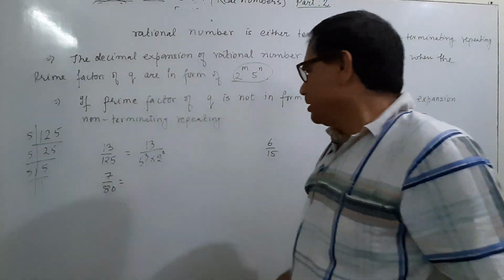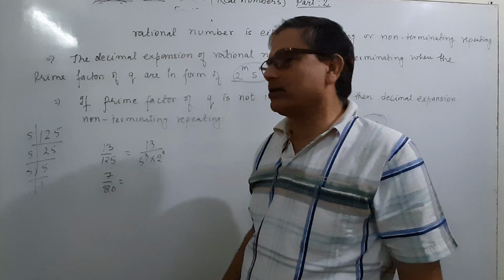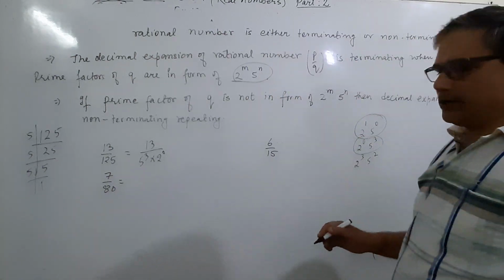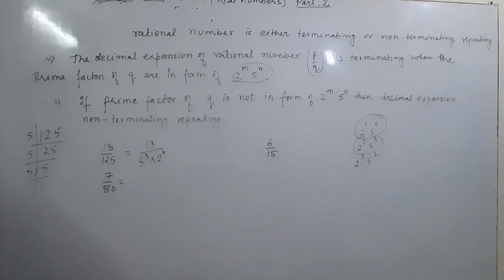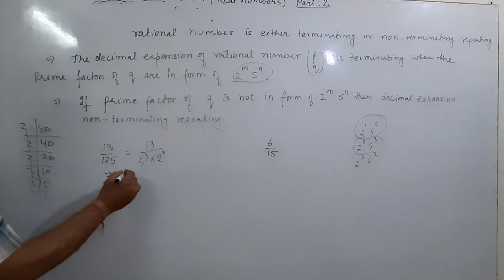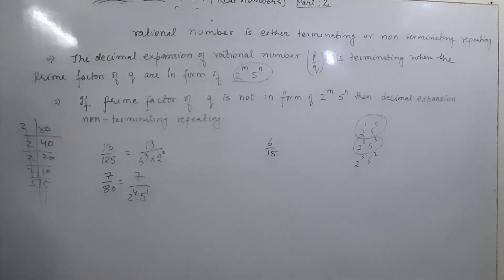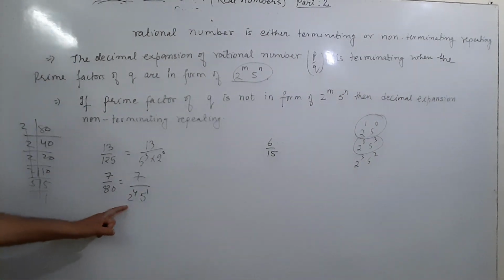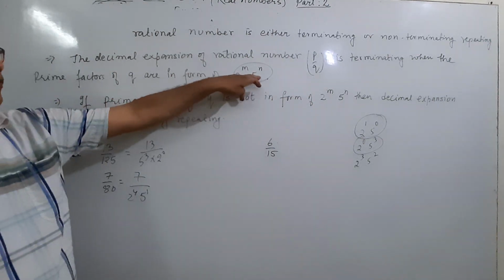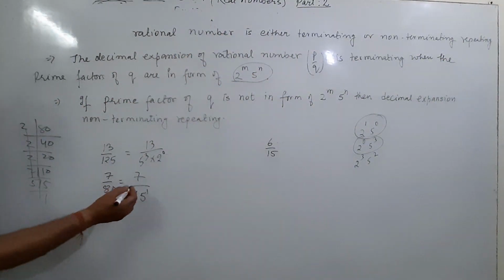Here is 7 upon 80. Can we simplify it? No. Then we have to find out the factors of 80: 2, 40; 2, 20; 2, 10; 2, 5; 5, 1. Here it is 2 power 4, so 7 upon 2 power 4 into 5 power 1. It means it is only in the form of 2 power m, 5 power n. It is in the form of factors.